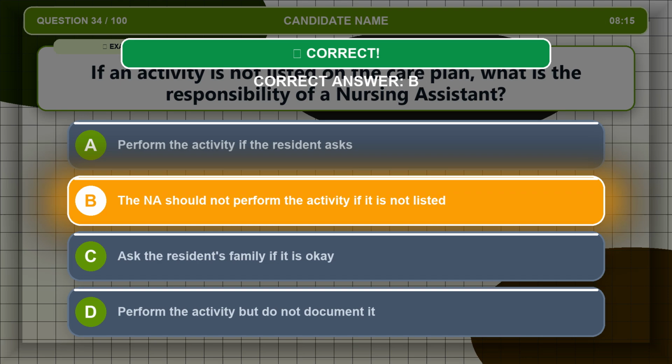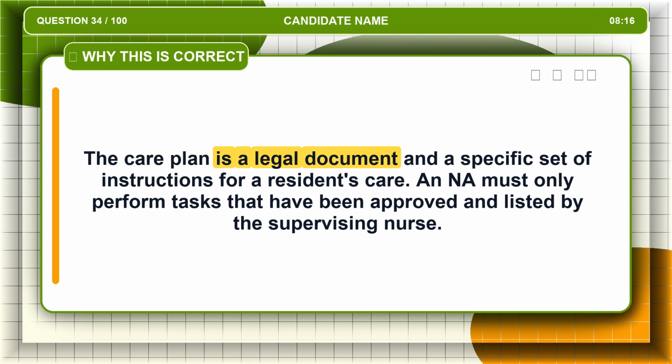The correct answer is option B. The NA should not perform the activity if it is not listed. The care plan is a legal document and a specific set of instructions for a resident's care, and the NA must only perform tasks that have been approved and listed by the supervising nurse.